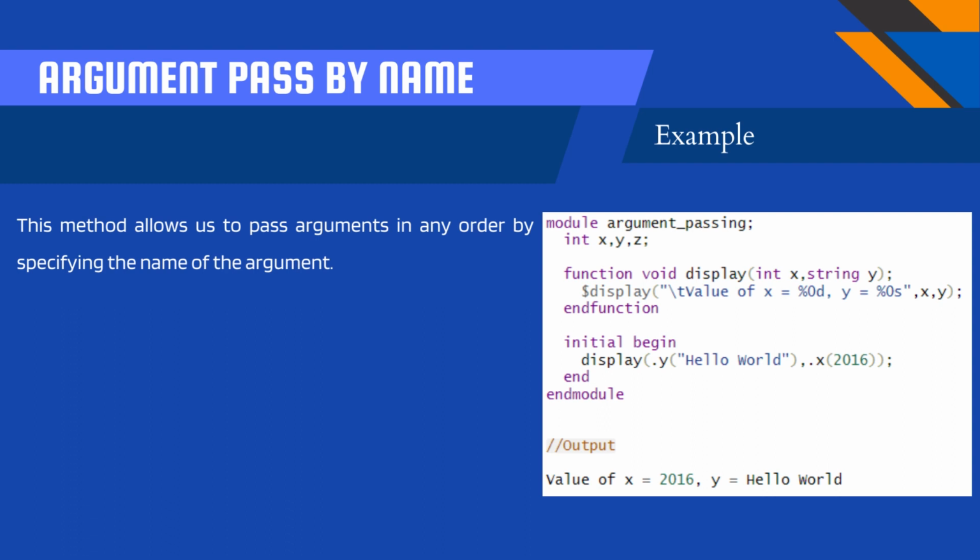To summarize, pass-by-name is a method of argument passing that allows us to pass arguments in any order by specifying the name of the argument. It's a useful technique for avoiding mistakes when passing arguments to functions.